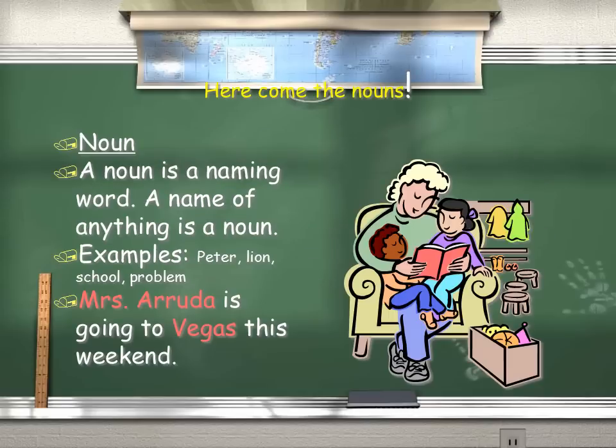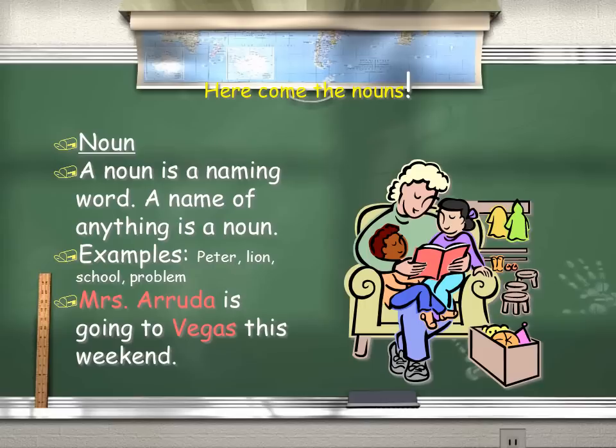Here come the nouns. A noun is a naming word. A name of anything is a noun. We have examples like Peter, lion, school, and problem.